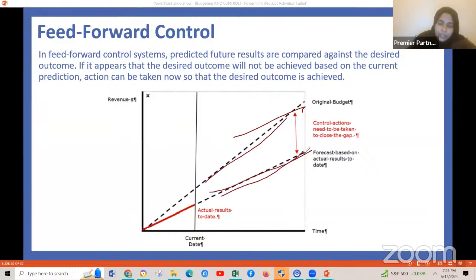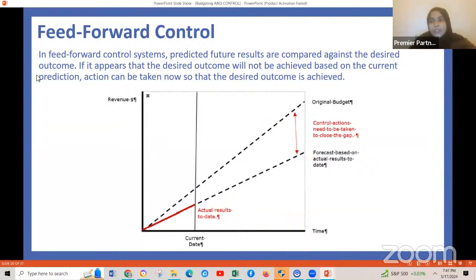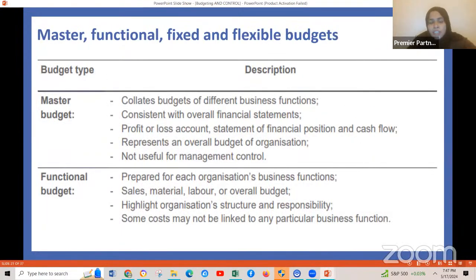This is what you're doing. So then you will have to take corrective actions to up your performance, to do better. You can make rectifications if you identify where you are and compare it with where you want to be. So you take feed forward control, you take actions beforehand so that you can better your performance by the actual date. So you know what different kinds of budgets there are.